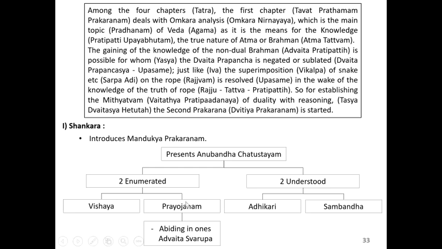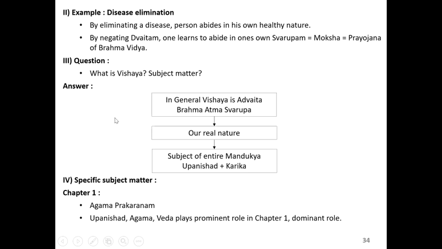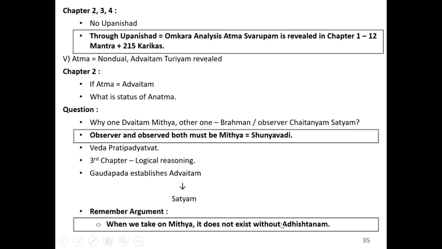Shankaracharya introduces the Mandukya Bashyam. These are the 4 factors which I told you before: Adhikari, Sambandha, Vishaya, Prayojanam. All this I have already discussed. The subject matter I have already discussed before. Agama Prakaranam is the first chapter which we are now talking about, which has the 12 mantras and the 29 verses which talk about the explanations of these 12 mantras.